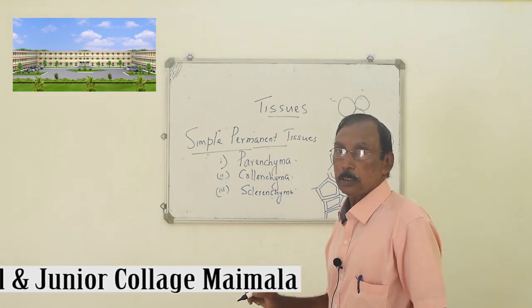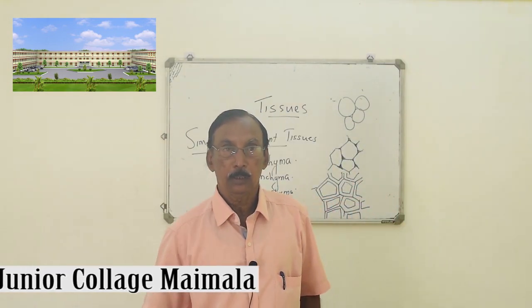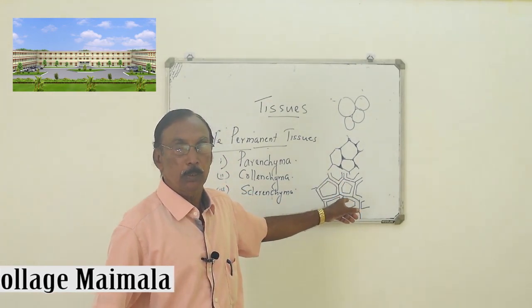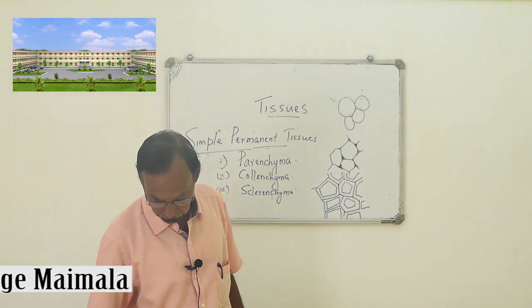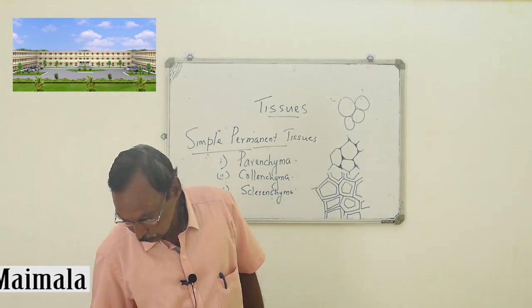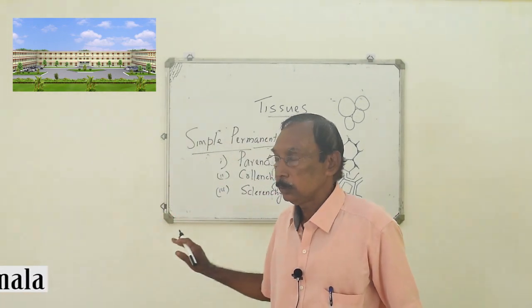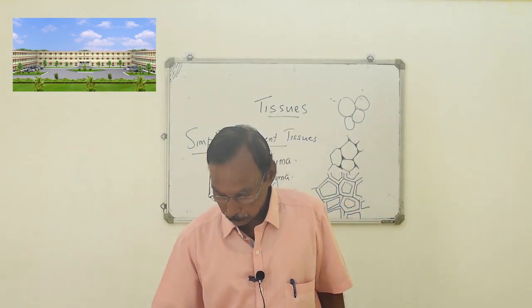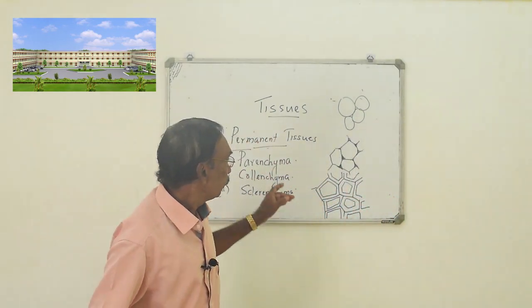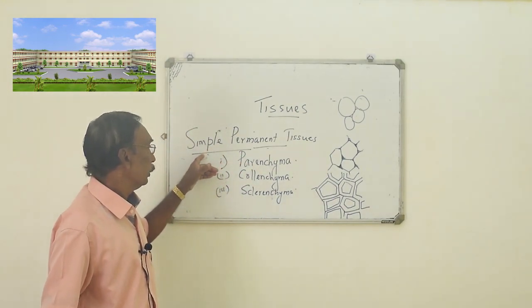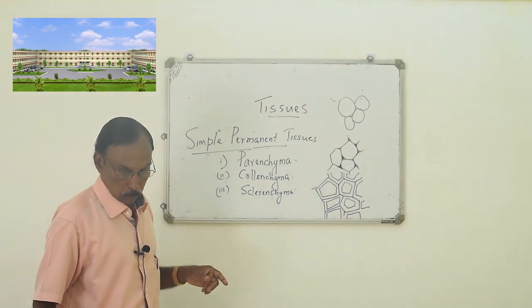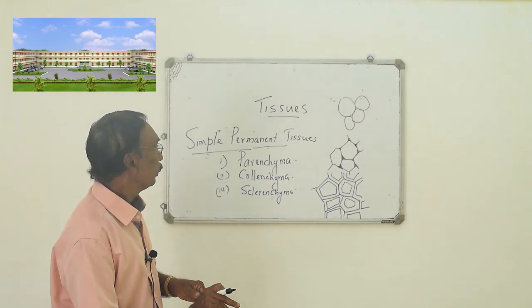This kind of cells are present in the wood of the plant, and the thick parts of the plants. You can see there will be sclerenchyma. So hard, stiff, and usually these are dead cells. So these are the three different types of simple permanent tissues: parenchyma, collenchyma, and sclerenchyma. So once again, let us see.